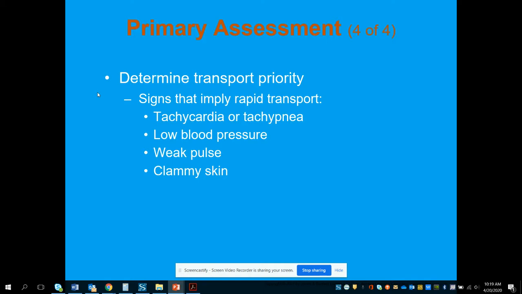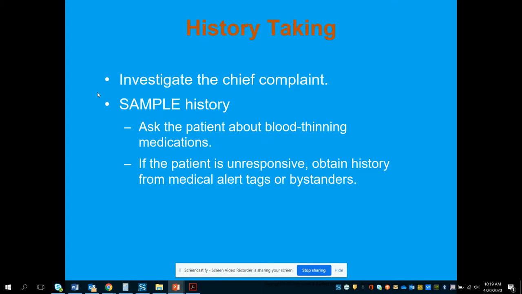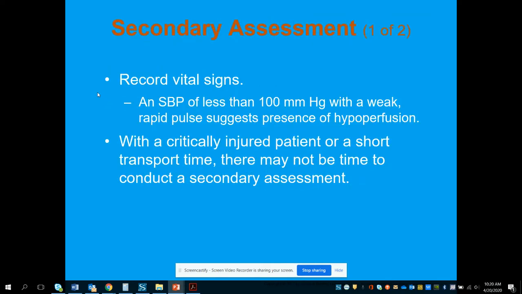So we want to determine our transport priority. Is this the same as with everything, load and go, or is it going to be stay and play? Do we see those signs that we need to be intervening and beginning to treat for shock? We want to ask questions about the chief complaint and get a SAMPLE history, asking, are they taking blood thinning medications? Are they taking anticoagulants, things that are going to affect clotting? So not just blood thinners, but are they taking medications like even a simple aspirin a day that could prevent clots from forming? If the patient is unresponsive, try to get their medical history from medical alert tags, cell phone, or bystanders and family members that may be there.